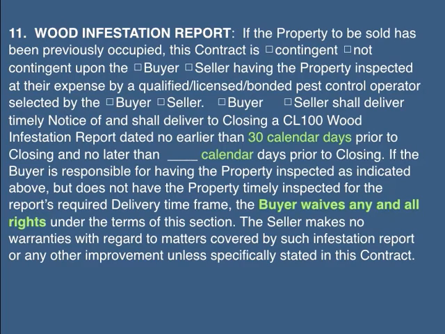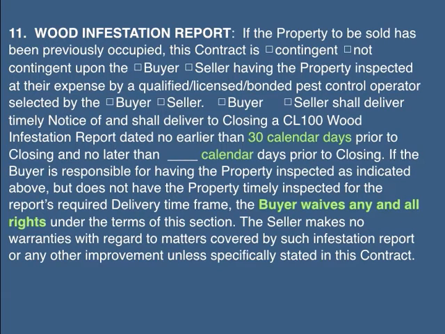It goes on to say, the seller makes no warranties with regard to matters covered by such infestation report or any other improvement unless specifically stated in this contract. The seller makes no warranties with regard to any of these matters. The conversation always comes up about who should be selecting the inspector, who should be paying and selecting. Usually you want the seller to pay if you have the buyer, and you want the buyer to select. Well, who do you select? Do you select someone that already has a termite bond on the property, or does your buyer get a totally different inspection? These are all things to consider.